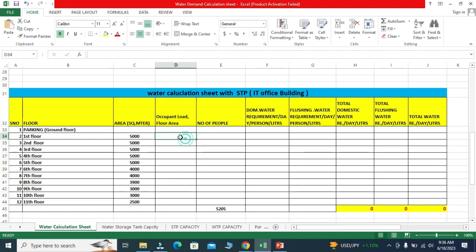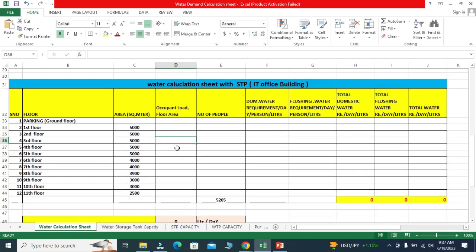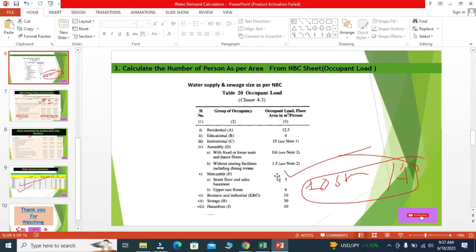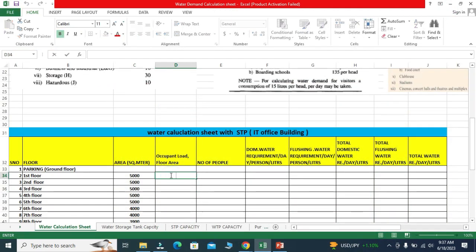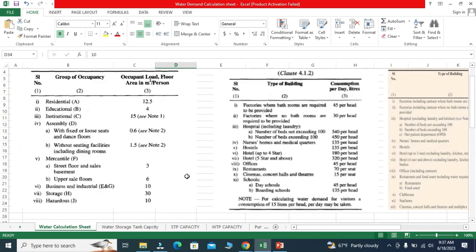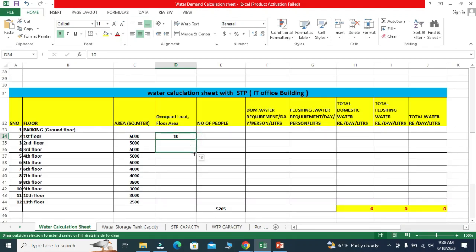Now in our case, occupant level, we have to calculate the number of people, how many people will actually be on the first floor. As per NBC, you have already seen over here, in 10 square meter, one person will be living. So let's enter 10 square meter. It is throughout the floor, so let's drag it and enter tens.